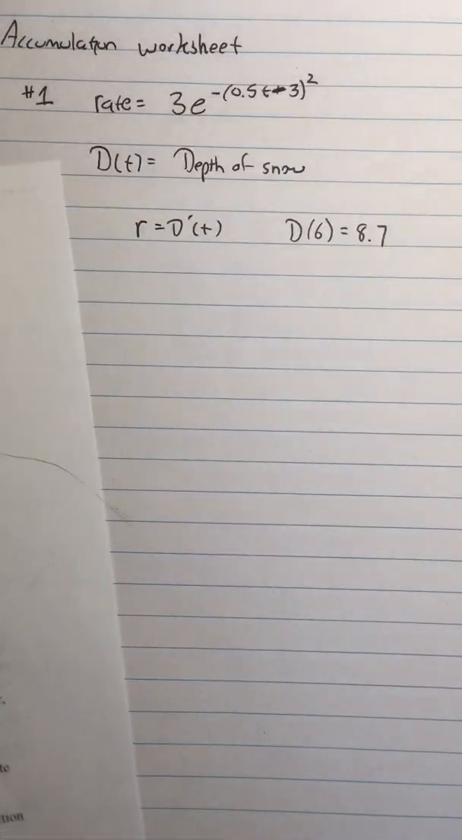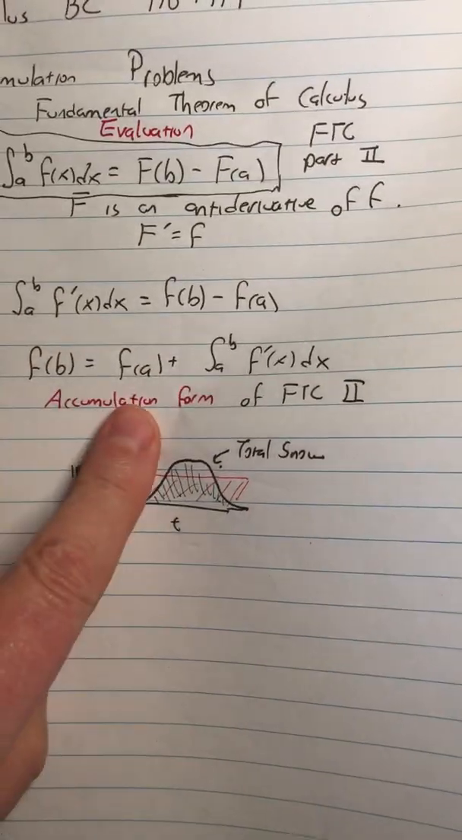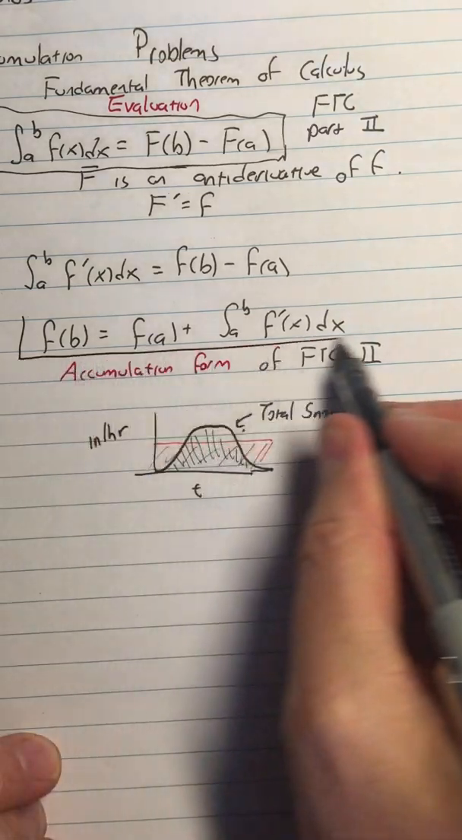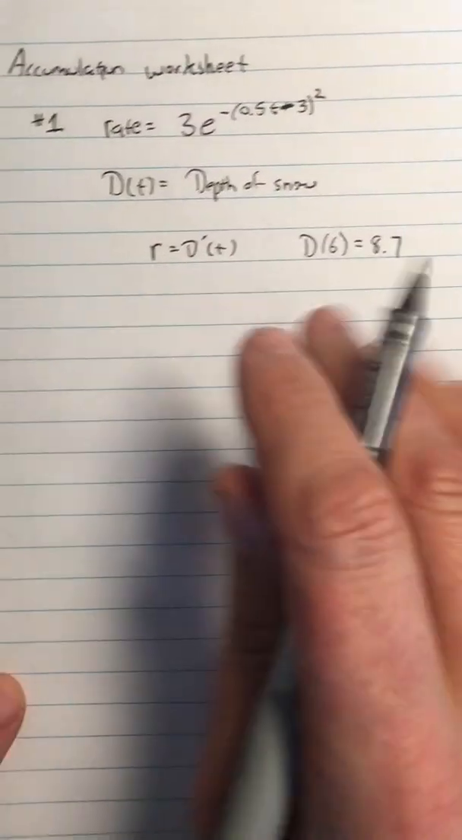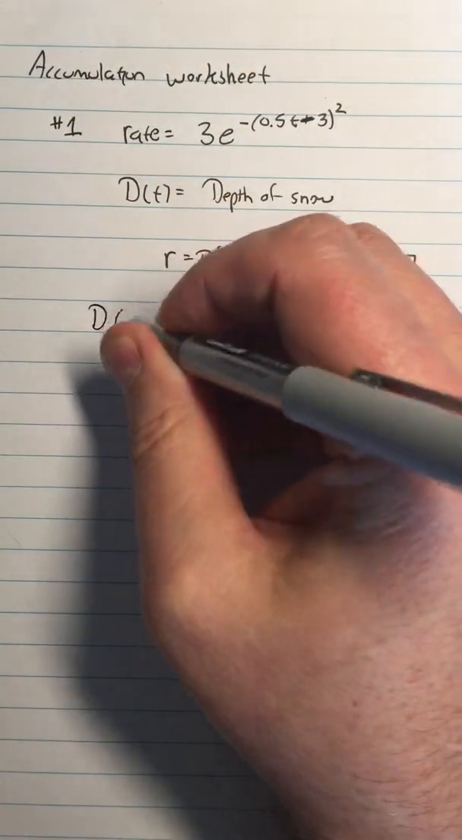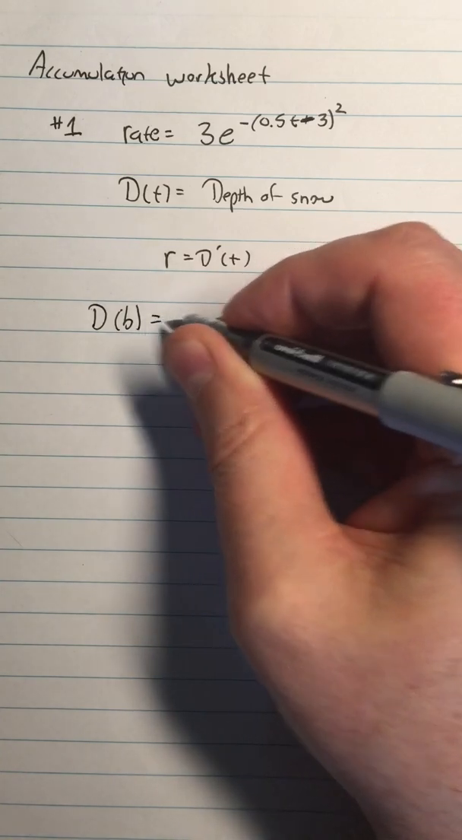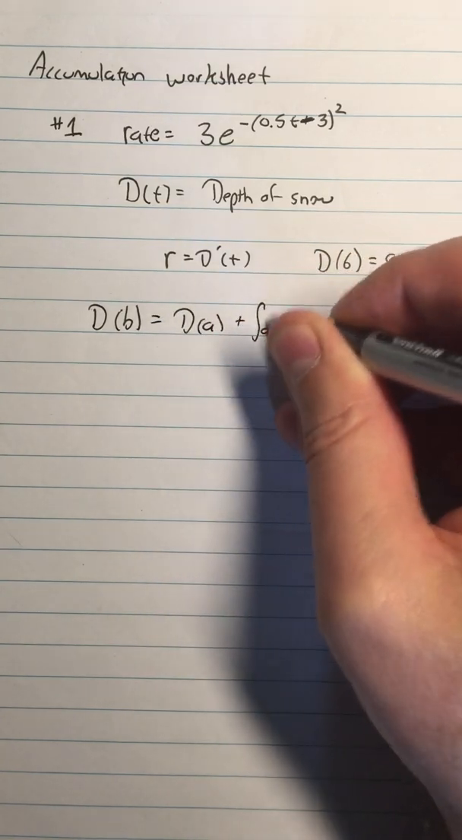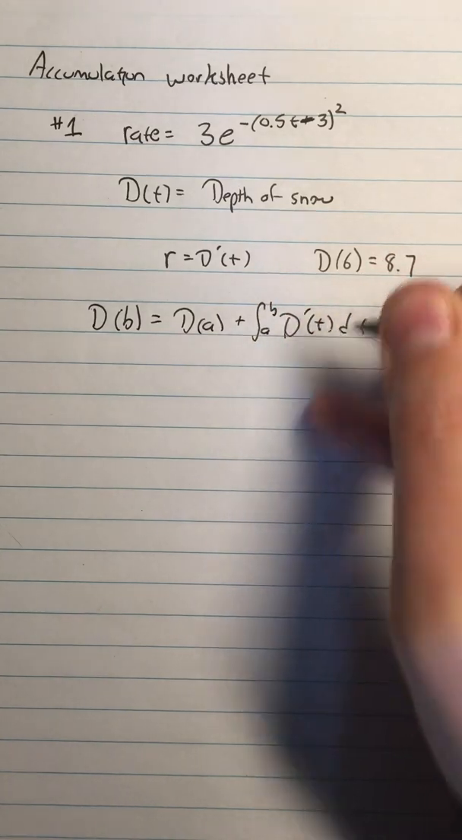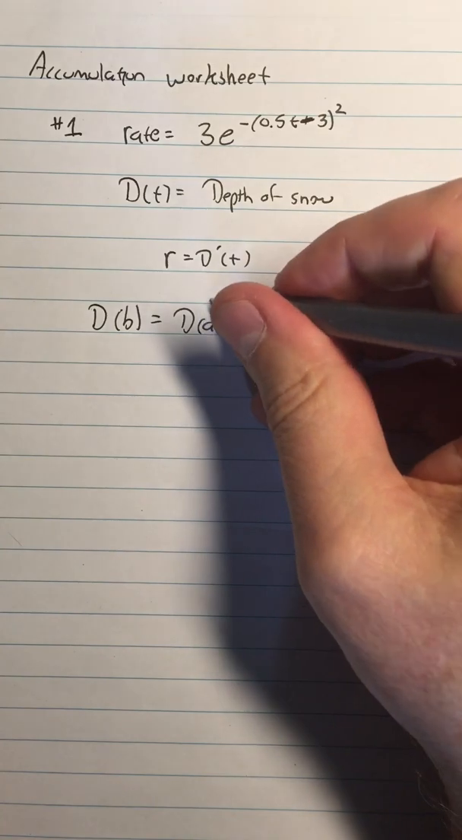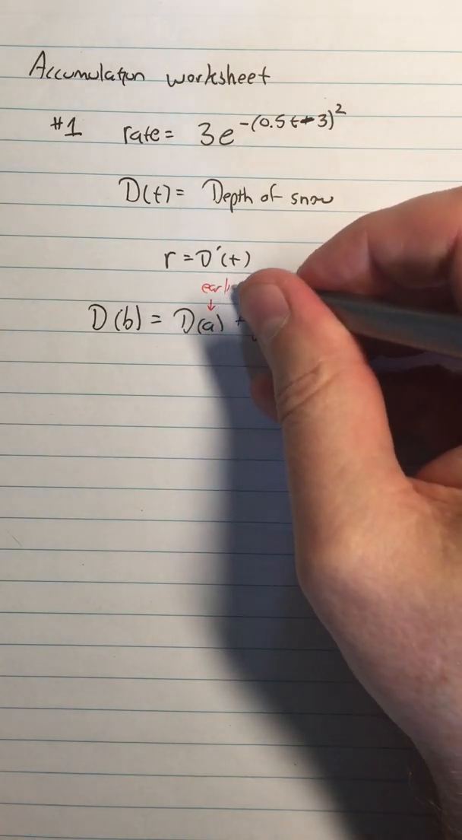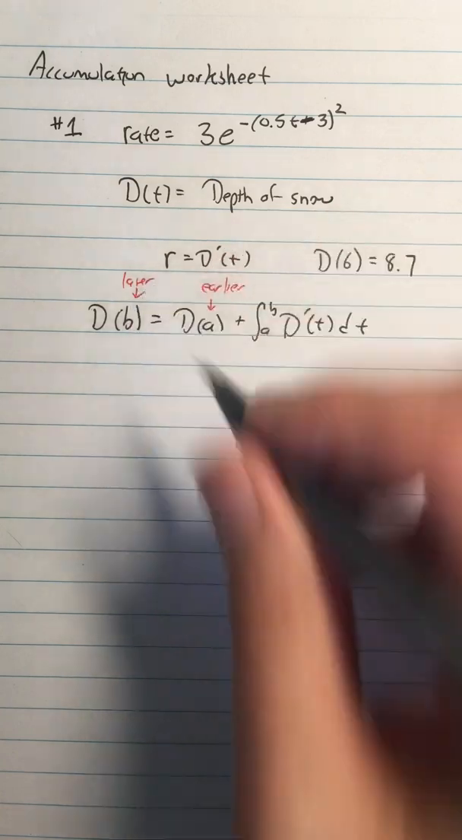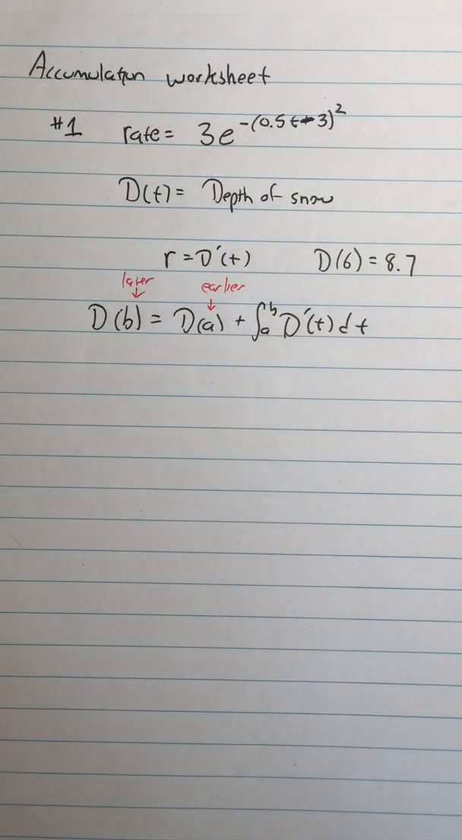So if I take this accumulation equation, this one, this is our key for today that we want to remember. All right, so if I put that in terms of my function D, I'm going to go ahead and keep it very abstract. D of b equals D of a plus the integral from a to b of D prime of t dt. Now what you want to think of is that this D of a is an earlier value and D of b is a later value. Now, by the way, it doesn't have to be, and there are ways you can algebraically change that around, but let's not go there yet.